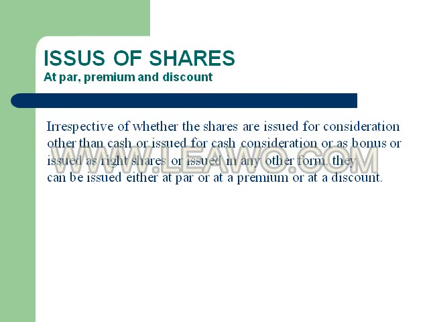Irrespective of whether the shares are issued for consideration other than cash or issued for cash consideration or as bonus shares or as right shares or they are issued in any other form, they can be issued either at par, premium or at a discount. Let us understand these concepts.